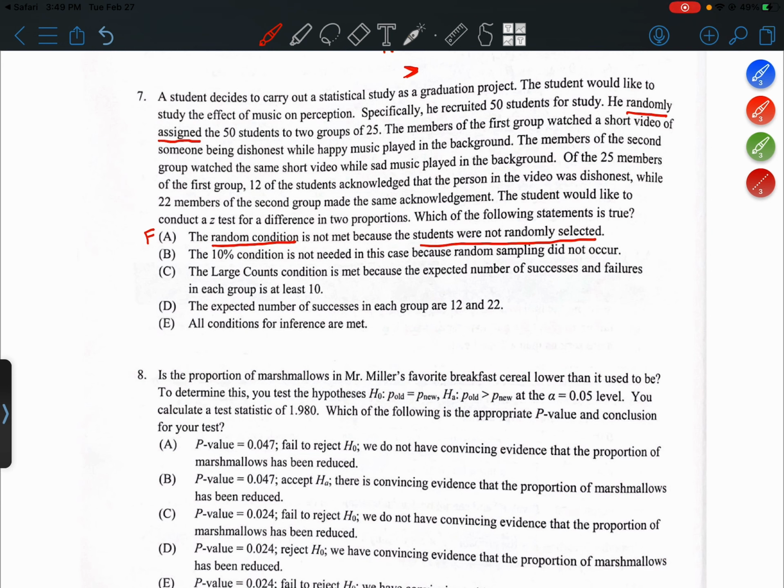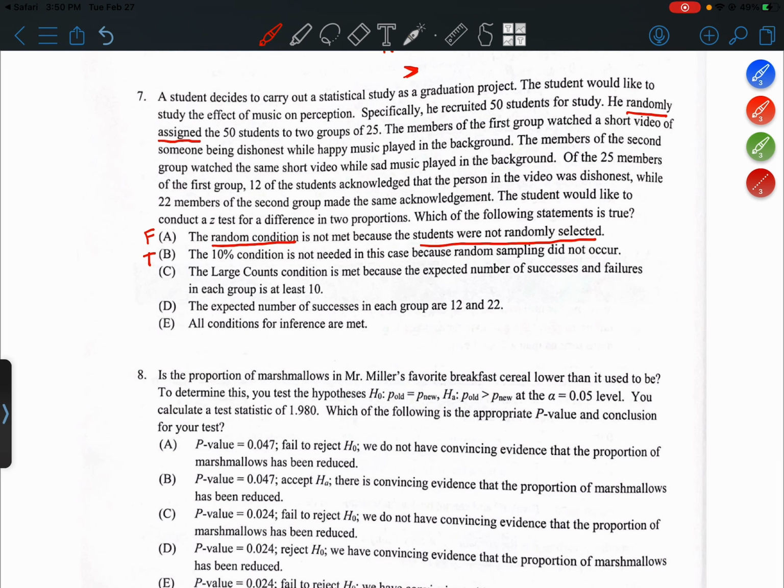All right, choice B. The 10% condition is not needed in this case because random sampling did not occur. So I want to say true to that, because the 10% condition is used to make sure sampling without replacement is okay to do. But because there wasn't any random sampling involved, we did random assignment instead, it really wouldn't be necessary to check the 10% condition. So for now, I'm going to say that statement is true.